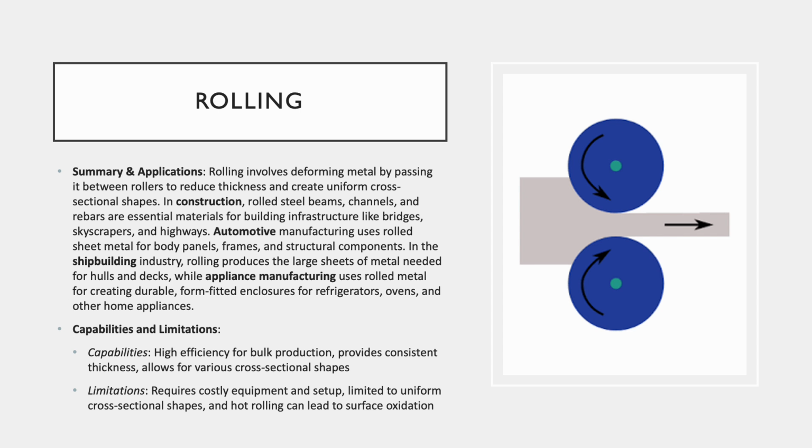Rolling is important because it is critical for mass-producing high-quality, uniform materials efficiently. By creating these materials with consistent mechanical properties, rolling supports industries that demand durability and precision, particularly in construction and heavy equipment manufacturing. Some of the capabilities are that it has high efficiency for bulk production, provides consistent thickness, and allows for various cross-sectional shapes. The limitations are that it requires costly equipment and setup, it's limited to certain cross-sectional shapes, and hot rolling can lead to surface oxidation.